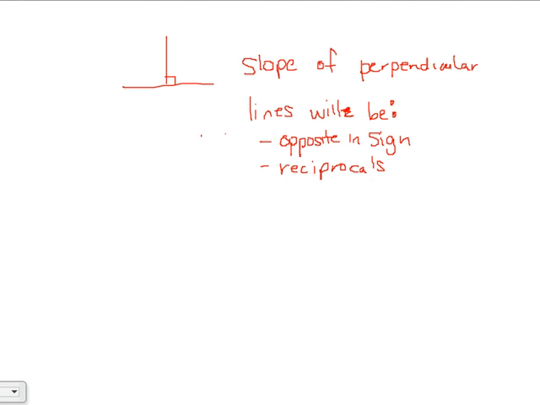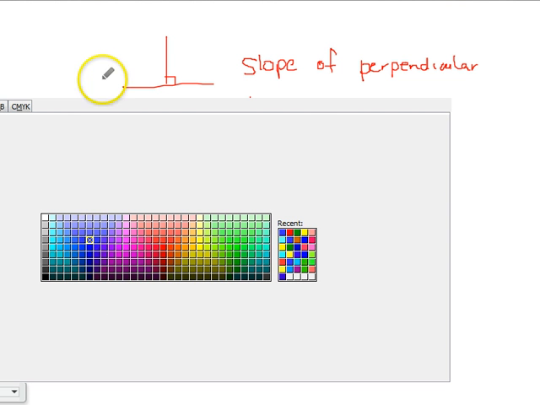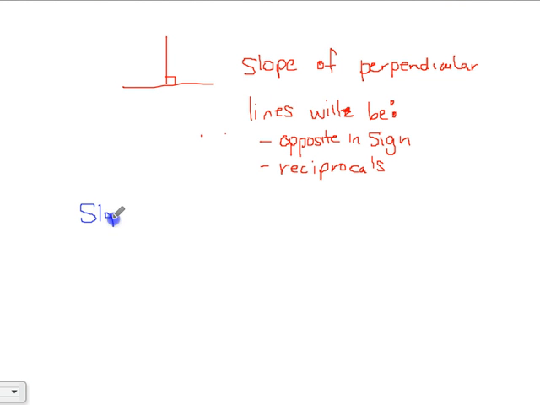So let's see some examples. What do I mean when I say opposite in sign and reciprocals? So let's say the slope of one line is 1/2. The slope of the perpendicular line would be opposite in sign, so it's going to be negative since the original slope was positive, and then it's going to be the reciprocal. So reciprocal just means to flip a fraction upside down.